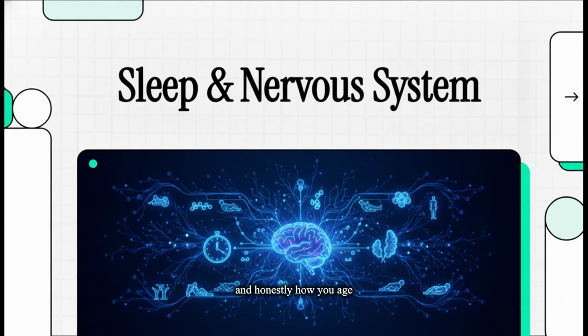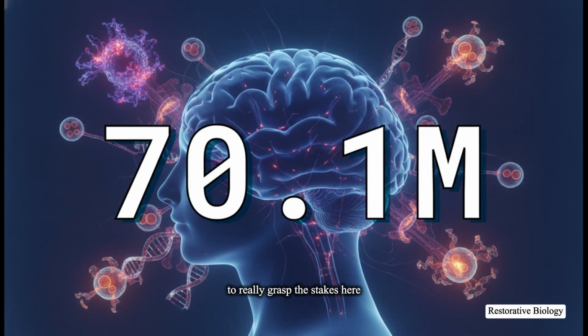honestly, how you age. To really grasp the stakes here, we have to look at the data: 70.1 million. That's the staggering number of American adults currently sleeping 6 hours or less per night. We're literally living through a modern crisis of chronic sleep deprivation. And biologically speaking, this is not just about feeling groggy the next day. This massive deficit is fueling metabolic dysregulation, systemic inflammation, and accelerated cellular aging. So, how do we actually fix it?